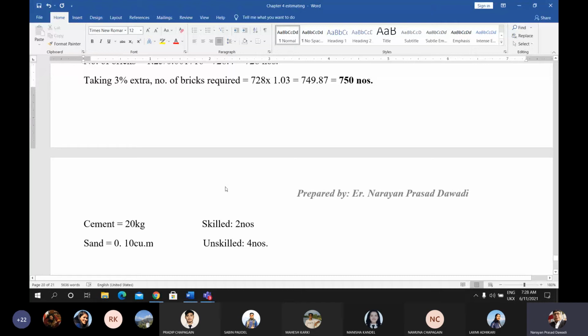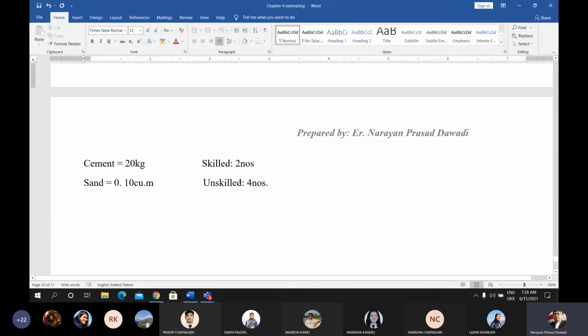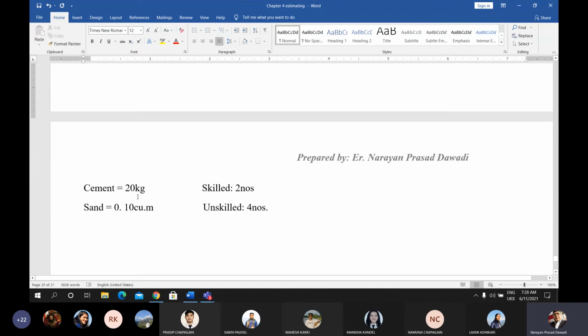Now cement 20 kg, skilled manpower 2 numbers, unskilled manpower 4 numbers, and sand 0.10 cubic meter.